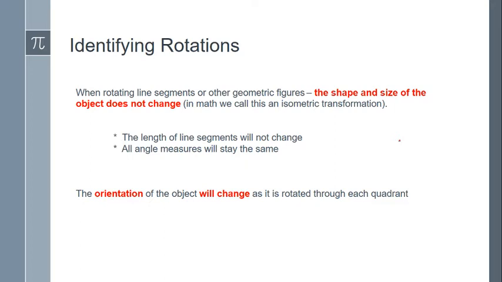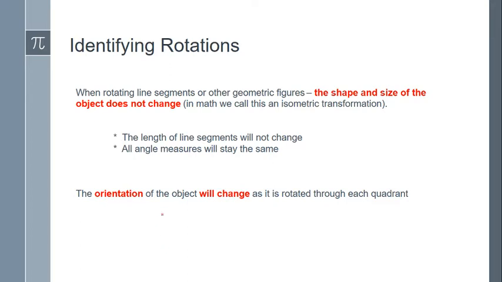The next thing that you're looking for when identifying a rotation is that the orientation of the object will change as it is rotated through the quadrants. But if you were doing, say, a translation, then the orientation of the object wouldn't change. It would just be moving up, down, left, or right. So that's another key feature you're looking for when you're trying to identify if a rotation was done. If its orientation has changed, then I suspect a rotation.